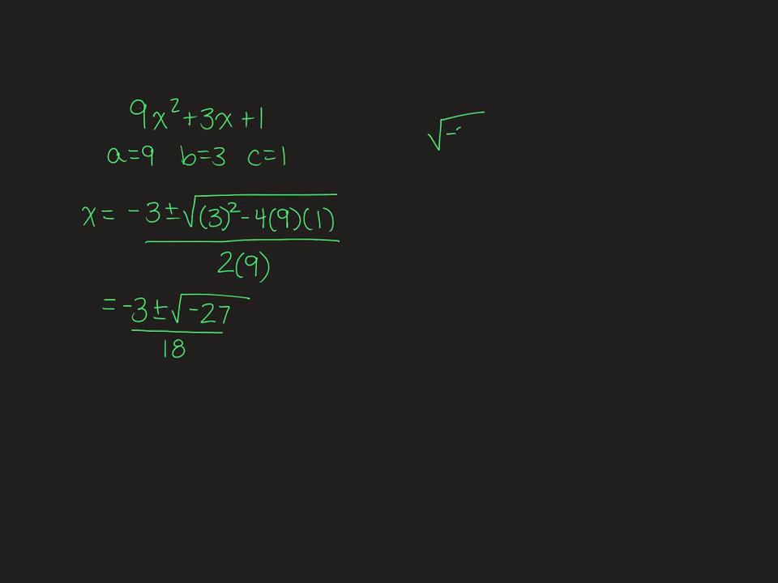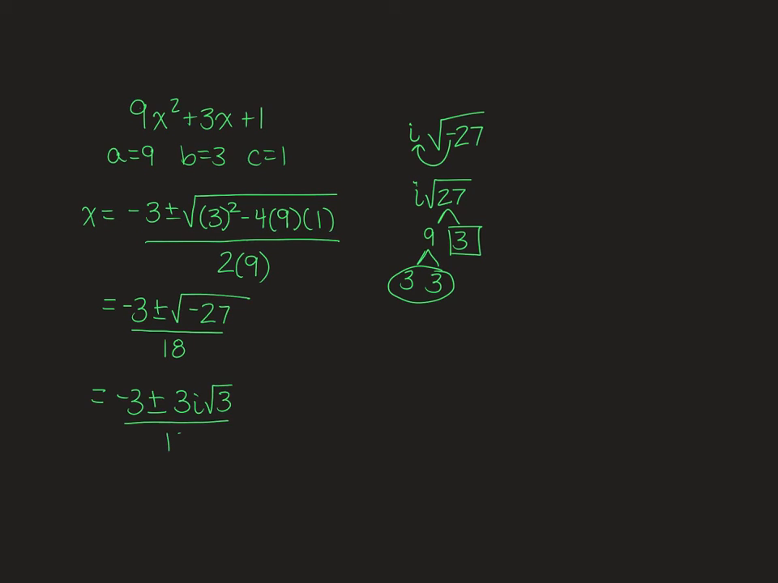So now we need to simplify the square root of negative 27. The negative will come out as an i, and then we need to break down 27. Well, that's factors of 9 and 3. Break down 9 into 3 and 3. So there's my group of 2, and then I have 1 3 left over. So this will simplify to negative 3 plus or minus 3i square root of 3 all over 18.